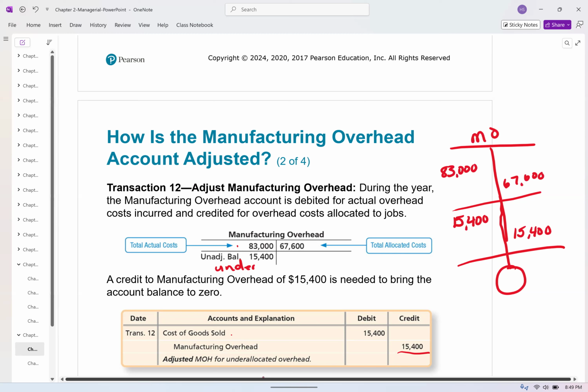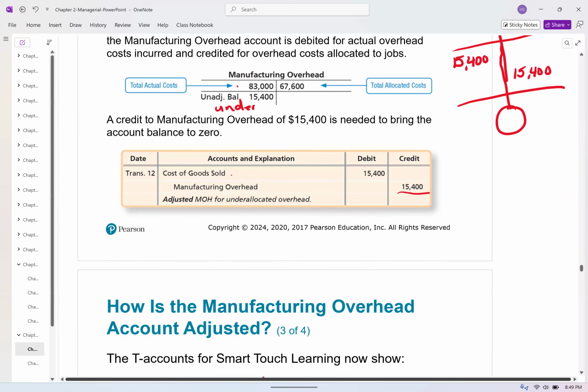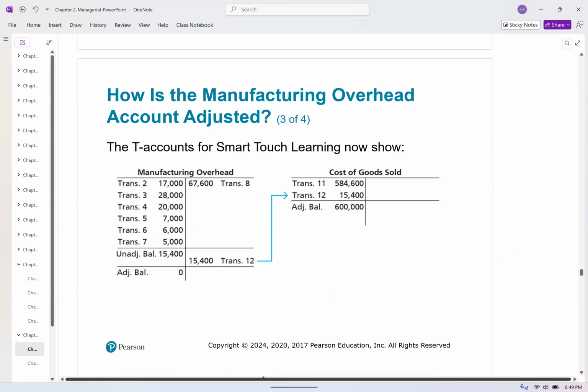All right. So now you can see, oh, they drew that account out for me. Remember, we had all those transactions for all those actual costs. It was good for you to see me draw it out.